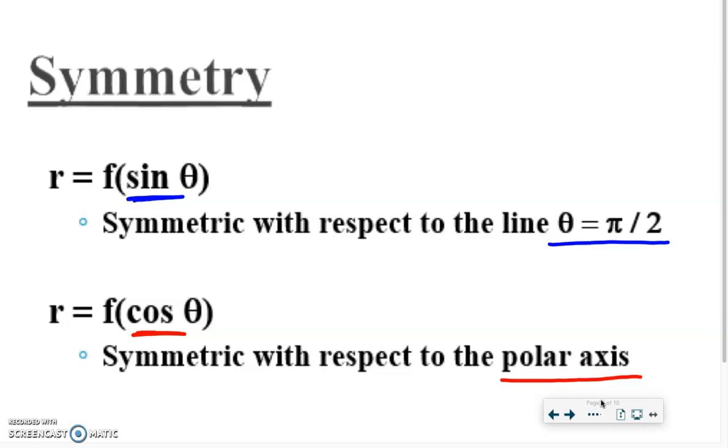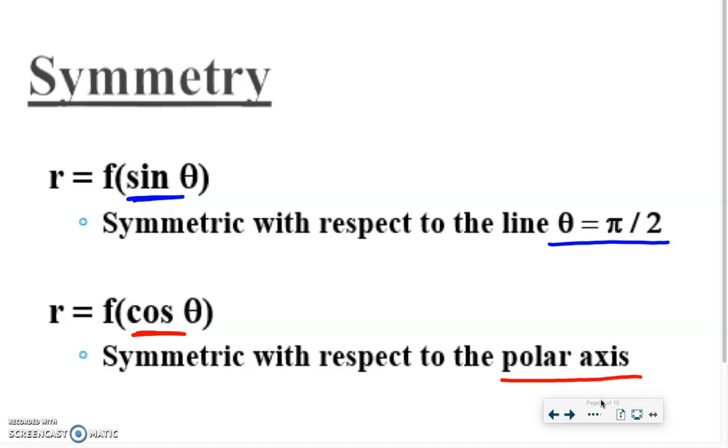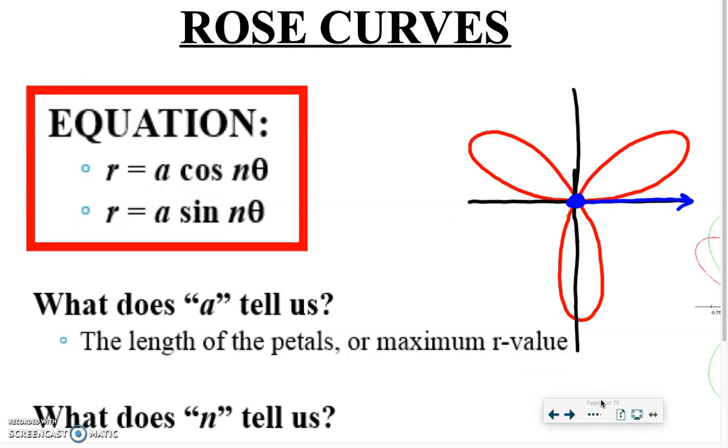If all sines are symmetric to theta equals pi over 2 and all cosines are symmetric to the polar axis, what are we going to say this sketch is? This is a sine curve. Okay? Again, sine is automatically symmetric to theta equals pi over 2. So we can just look at a picture and tell, oh yeah, that has vertical symmetry. It's a sine curve. If we didn't know the equation, we could build it on our own. The other two pieces, of course, that we need are A and N.